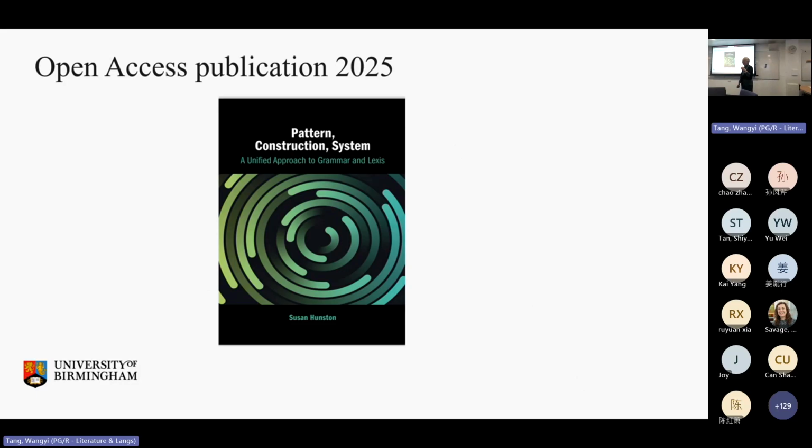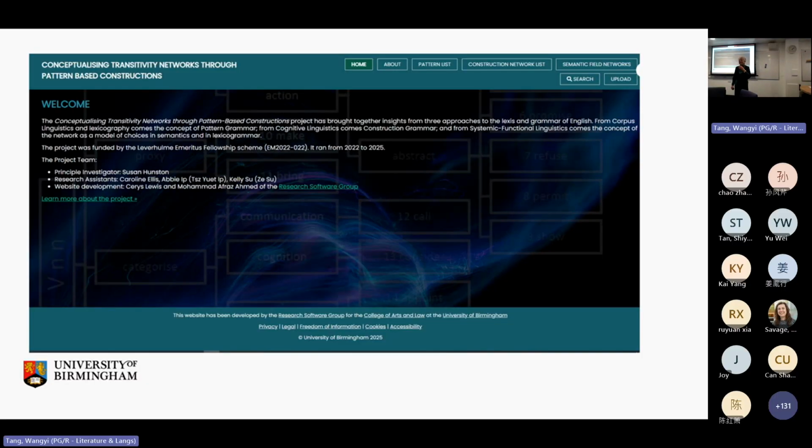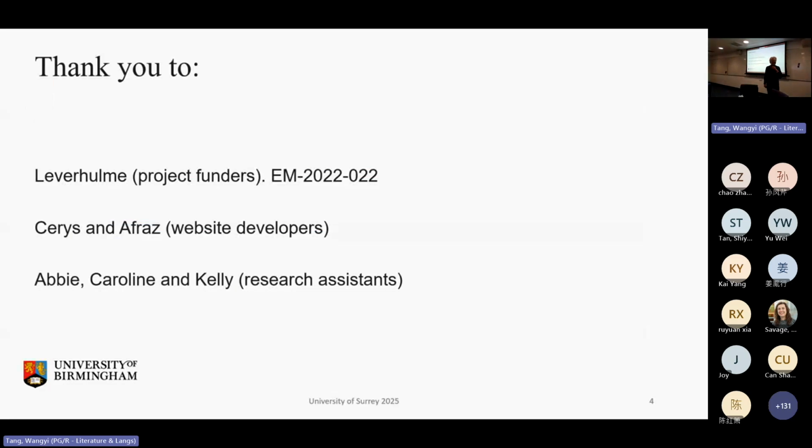So it's a kind of extended advertisement for a book which was published last month. But it's okay because you don't have to spend a lot of money buying the book because it's available open access from Cambridge University Press. And I shall also be talking about a website which stands behind the book, as it were, and is a database. A few thanks to Leverhulme, who funded the project, my website developers who were very patient with my total ignorance, and 3 wonderful research assistants who helped hugely in the project.